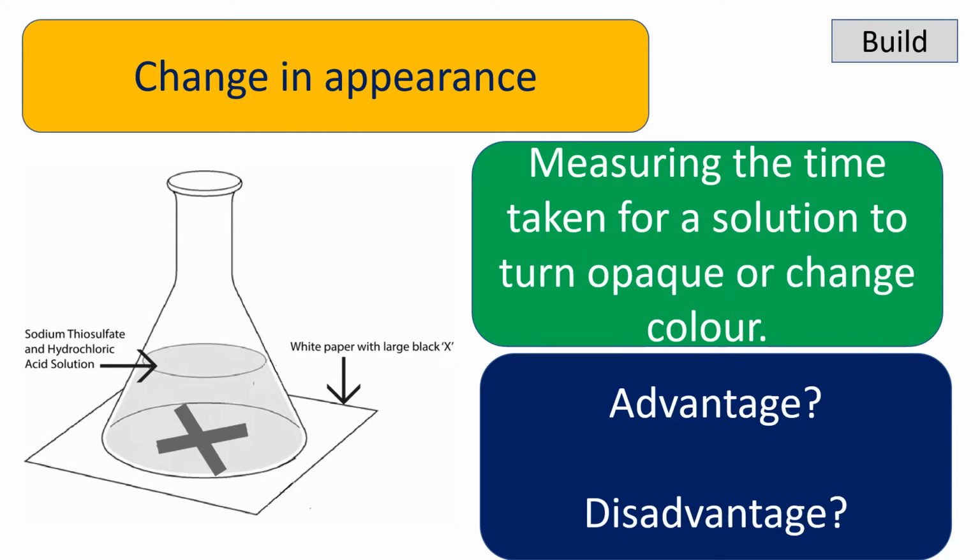So the advantage of this is, well, it's very easy to set up, it's very easy to record, anybody can do it, you don't need a lot of equipment. The disadvantage is that everybody's going to decide when that cross disappears at a slightly different time. It's not particularly an accurate way of doing things.